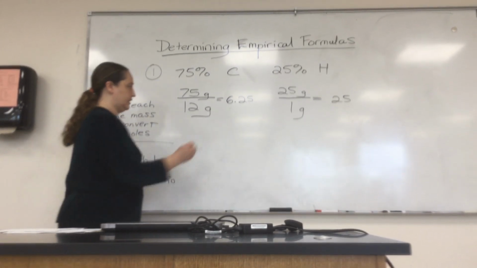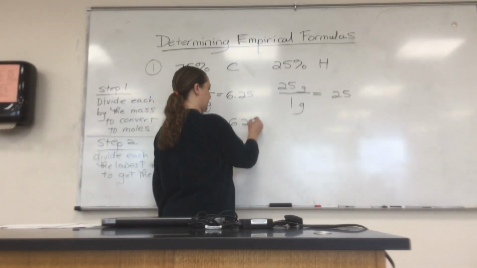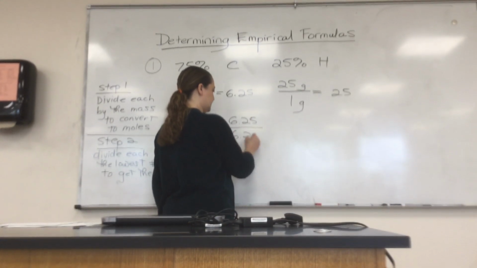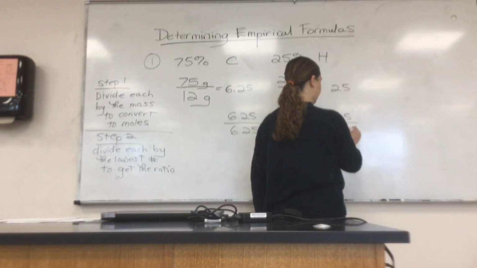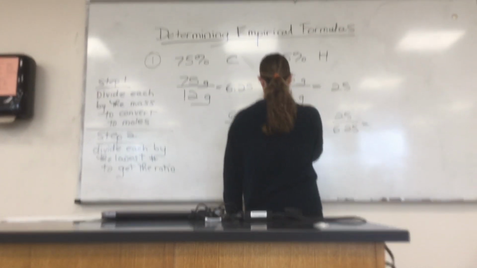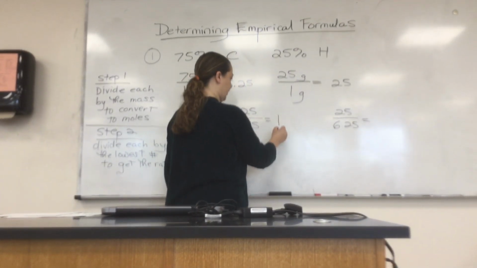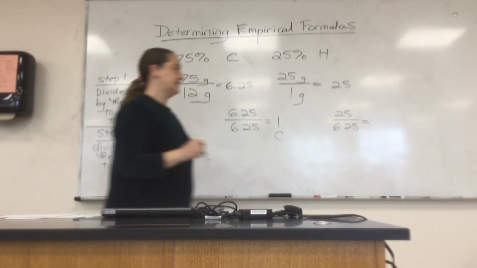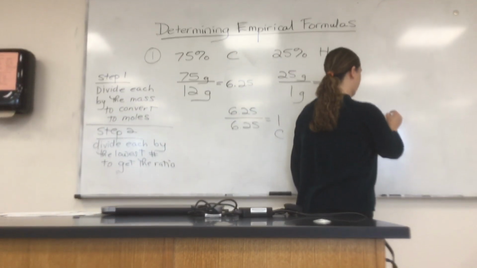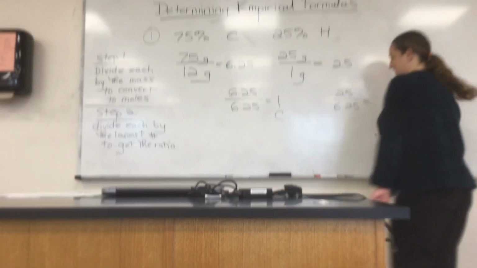Okay, so that means we're going to have 6.25 divided by 6.25 because that's the lower of the two numbers, and 25 divided by 6.25. Okay, that means we have 1 carbon, and then how many hydrogens? 4. Okay, and then we're going to end up with 4 hydrogens.